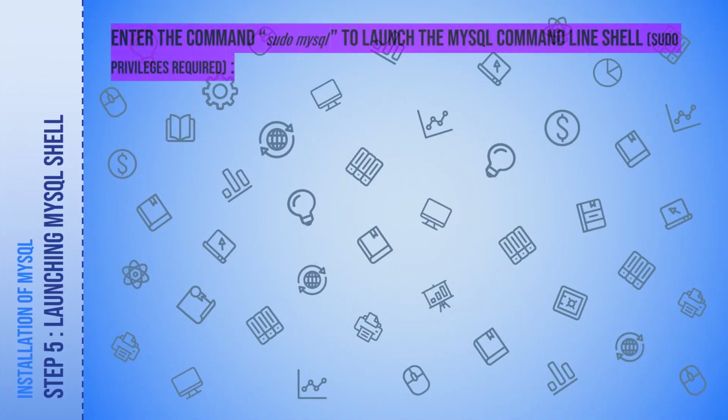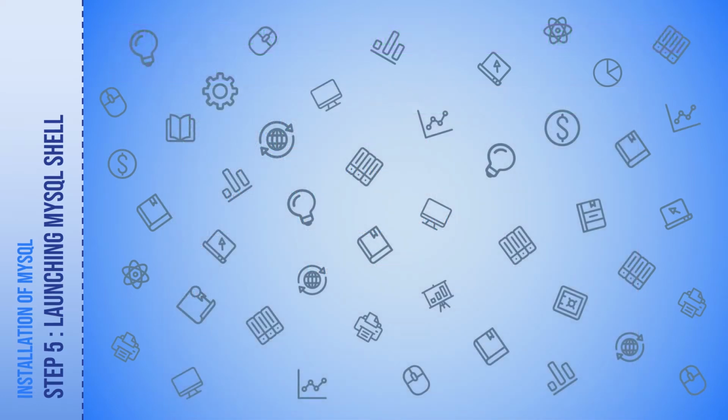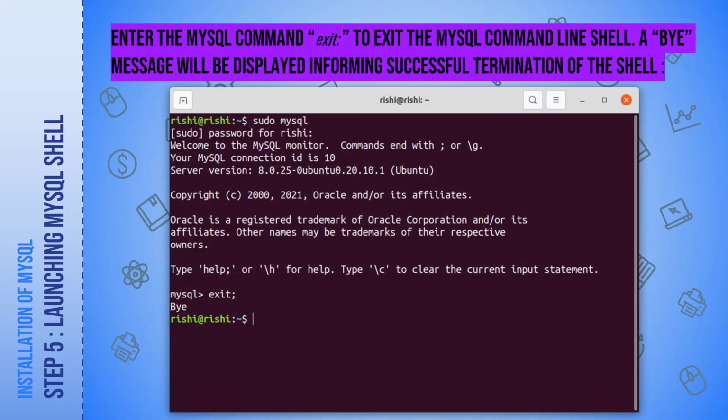Step 5. Launch the MySQL shell by entering the command sudo mysql. Remember that in order to access the MySQL shell, sudo privileges are required. In order to terminate the MySQL shell, enter the command exit semicolon. Remember, every MySQL query ends with a semicolon. A bye message will be displayed informing successful termination of the shell.